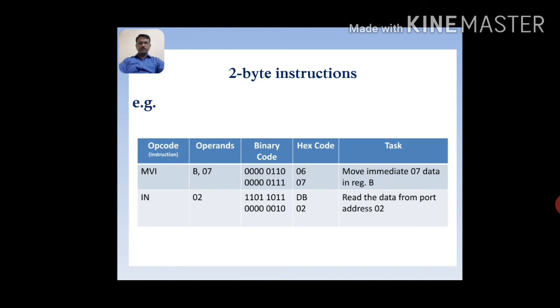One more example, IN 02. This instruction will read the data from port address 02. So IN will be the opcode. DB is the opcode for the IN instruction, and 02 is the address of that port. So whatever data is at this port address, the input device will move it to the accumulator. So both instructions will require 2 bytes to specify.